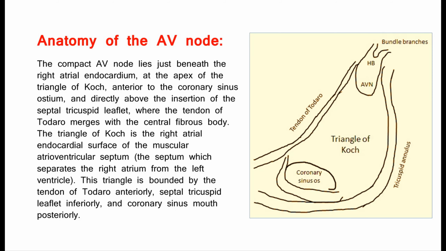Anatomy of the AV node. The compact AV node lies just beneath the right atrial endocardium, at the apex of the triangle of Koch, anterior to the coronary sinus ostium, and directly above the insertion of the septal tricuspid leaflet, where the tendon of Todaro merges with the central fibrous body. The triangle of Koch is the right atrial endocardial surface of the muscular atrioventricular septum, the septum which separates the right atrium from the left ventricle. This triangle is bounded by the tendon of Todaro anteriorly, the septal tricuspid leaflet inferiorly, and the coronary sinus mouth posteriorly.